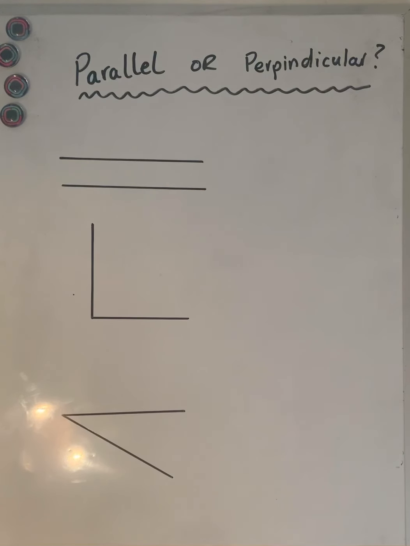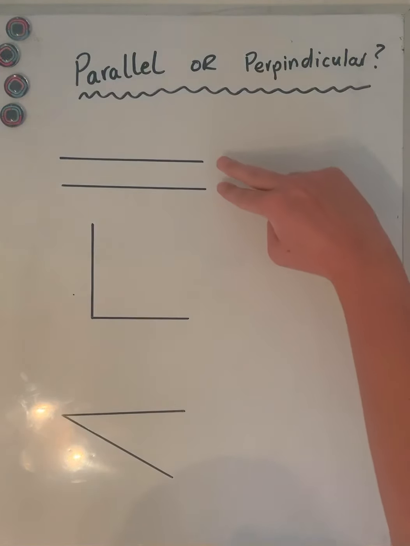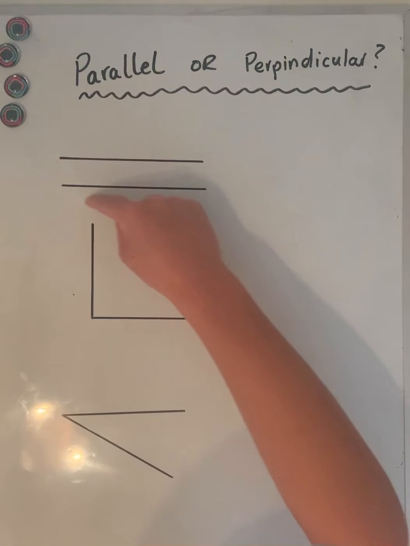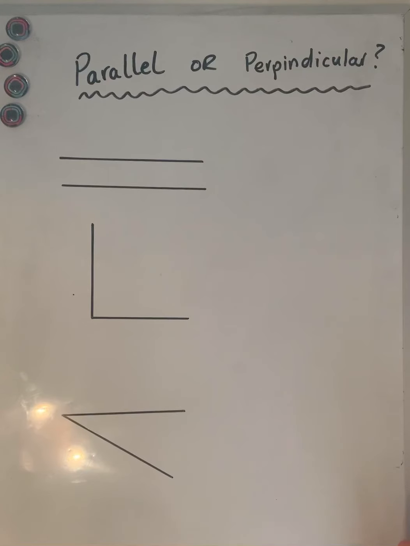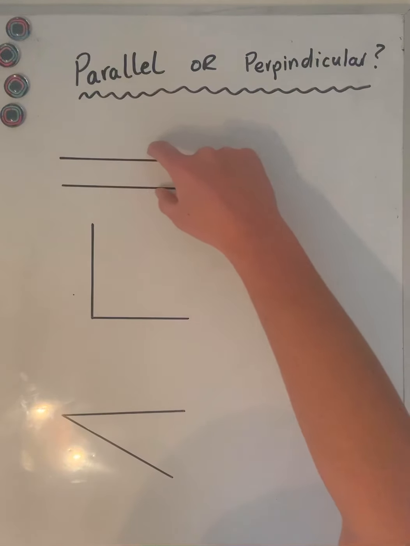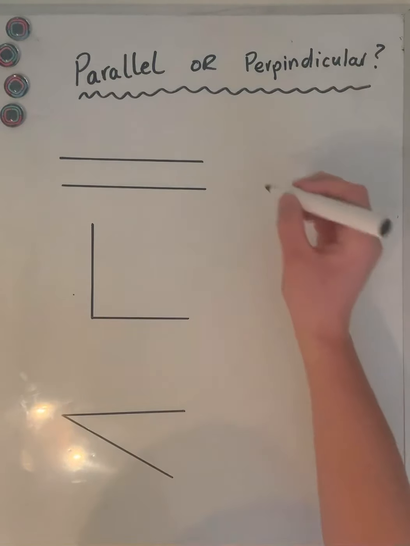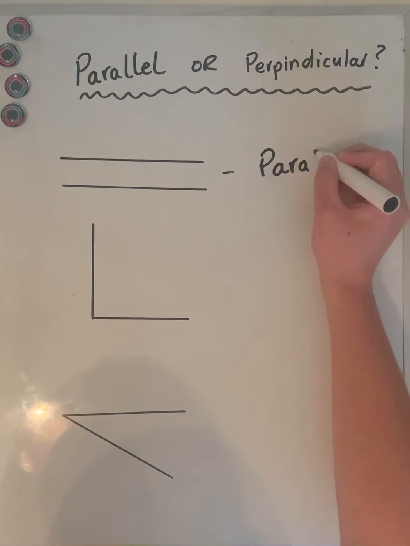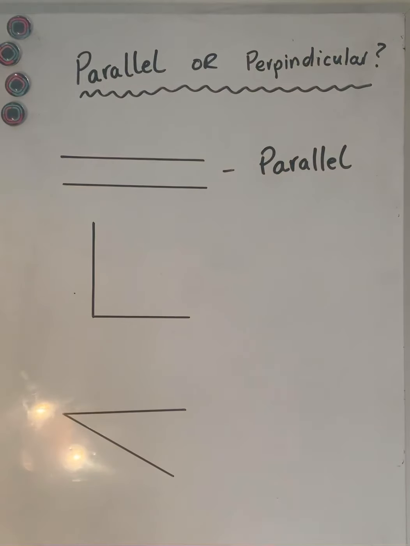Right, so these first two lines here, you can clearly see if I was to continue these two lines on forever, they would never ever touch. They're kind of like railway lines. No matter which direction railway lines are going in, they'll never actually meet each other. So we'll say the two lines there are parallel to each other. So write that in next to the ones, please.